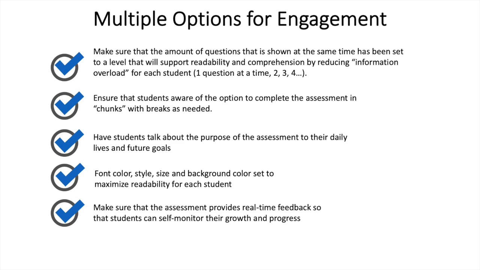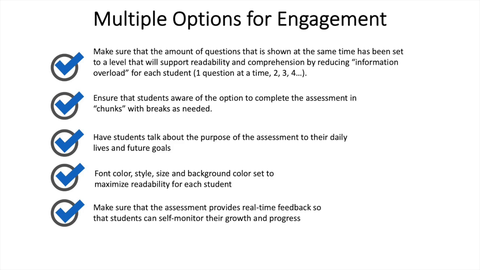So that's representation covered. In terms of multiple engagement for preferences and needs, you want to make sure that the amount of questions that is shown at the same time on the assessment has been set to a level that will support readability and comprehension by reducing the amount of information overload. So you might show one question at a time, 2 or 3 or 4 questions at a time. You also want to ensure that students are aware that they have the option to complete the assessment in chunks with breaks as needed. So part of that is providing that opportunity to them, of course.